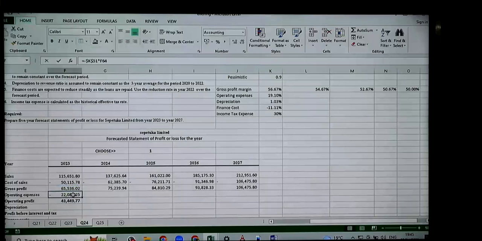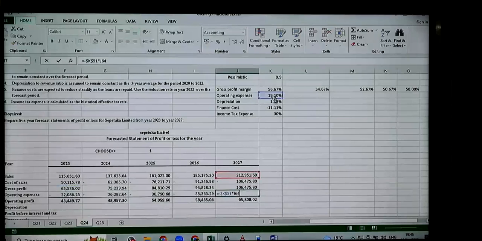Let me drag these two so that I show you how the F4 is working. After I've dragged that, you can confirm even from the 2027 one. You can see, because it remains constant, that's why we used F4. It doesn't change, but the cells will be changing. So we go to depreciation. Depreciation also, you had been provided with it here.